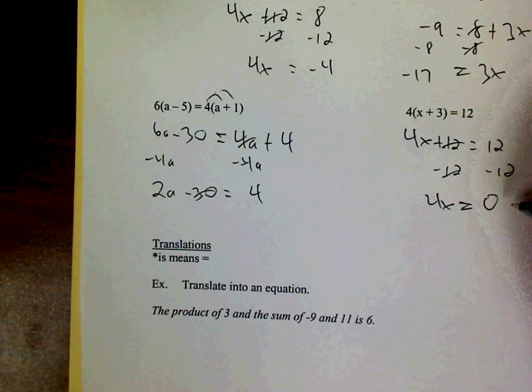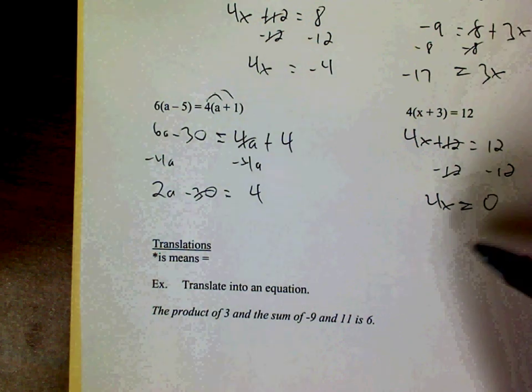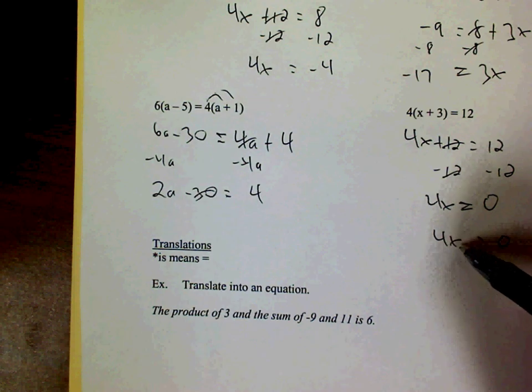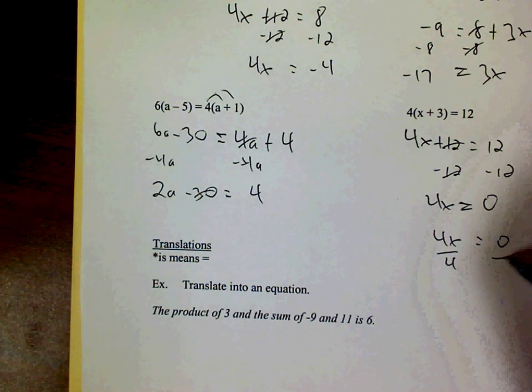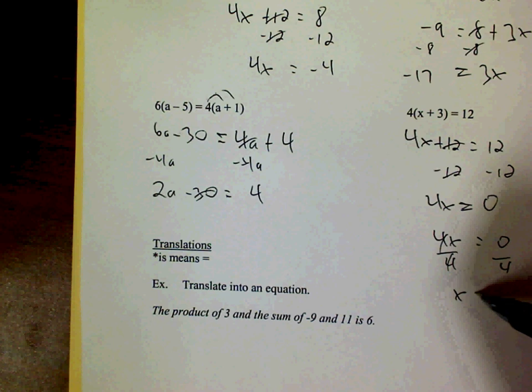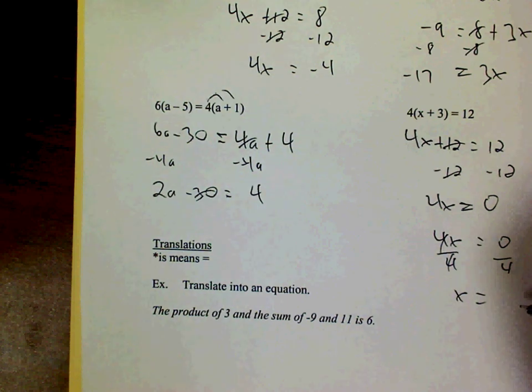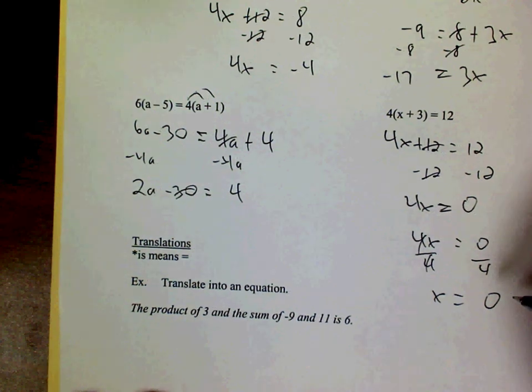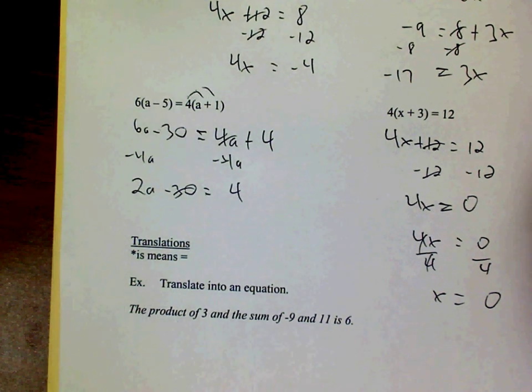Yes, you can. The last step is to isolate the x. Since that's 4 times x, we're going to divide by the 4 on both sides. And 0 divided by any number that's not 0 is 0. And yes, it is true, you can have an answer of 0. So don't be afraid of that. That may happen more often than you might think.